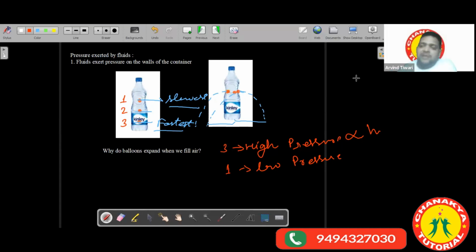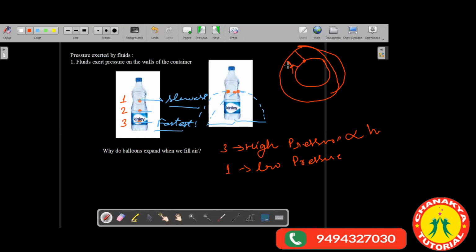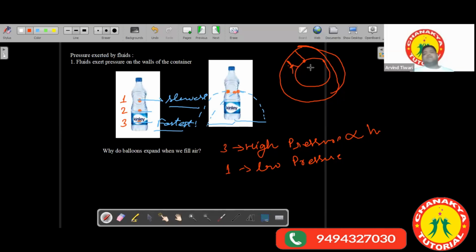It's just like this: this is your Earth, and around the Earth, air is filled. So you have a certain height of air above it. If you move to a mountain, the height of atmosphere is less. If you are on the surface, the height of atmosphere is more. So that's the reason in hilly areas you will experience less air pressure, and on the surface of Earth you will experience high atmospheric pressure.